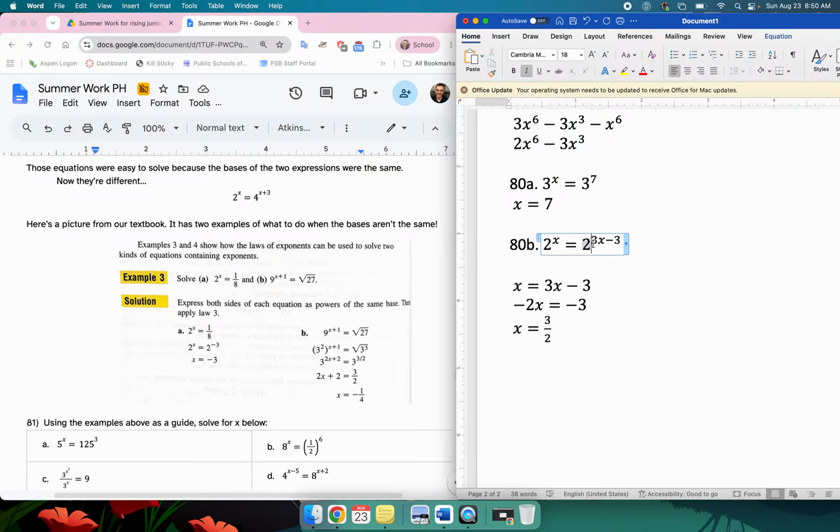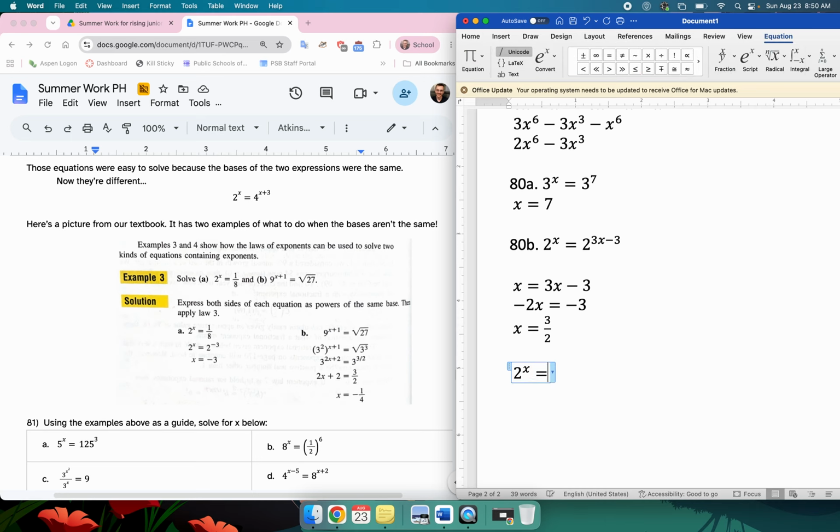2 to the x equals 2 to the something else. Those two exponents have to match. But I emphasize the bases must be the same for this argument to work. Like if you had 2 to the x equals 5 to the third, it does not follow that x is equal to 3. Do you see what I'm saying? The bases have to be the same for that argument to work.